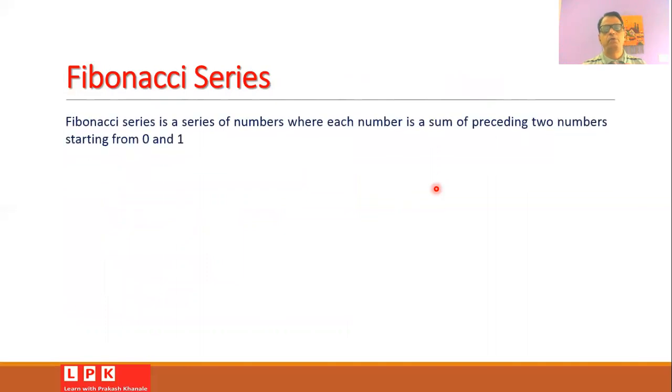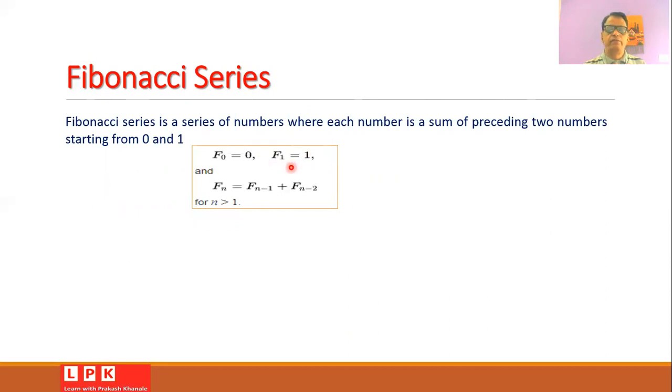Now let us understand another problem. This problem is called the Fibonacci series, and here also we can make use of the recursion technique. The Fibonacci series is a series of numbers where each number is the sum of the preceding two numbers, and the first two starting numbers are 0 and 1. So in the Fibonacci series, the first number is 0, the second number is 1, and thereafter each number is the sum of the preceding two numbers. That is, f(n) is equal to f(n minus 1) plus f(n minus 2).